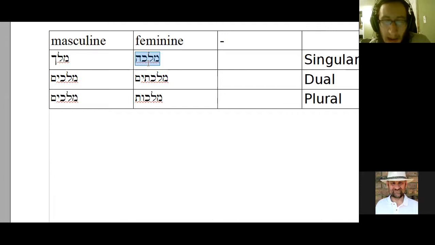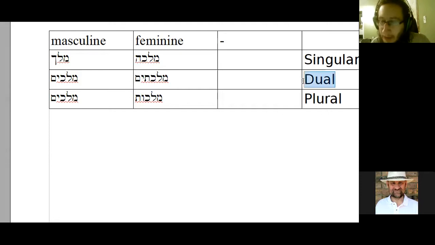But so feminine has a hey added at the end, and that makes it a feminine word. So the core word is melech, and then you add a hey at the end in the singular, that makes it a feminine version of the word. So melecha or malka means a female or feminine ruler, also known as a queen. And then you have plural, which is more than one feminine ruler. That would be queens. And so you have at the end here, vav tav. Whenever you have a word that's feminine and it's a plural, it almost always has a vav tav at the end. But for dual, you have tav, yod, mem.